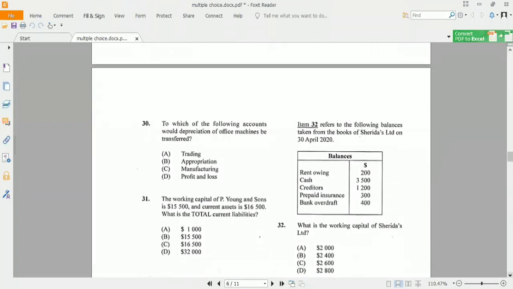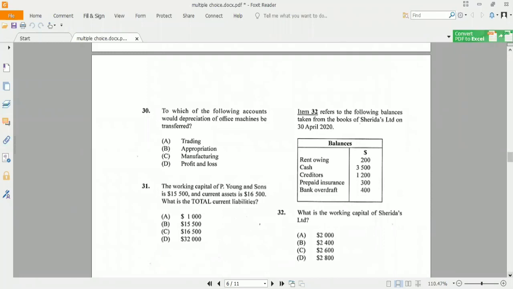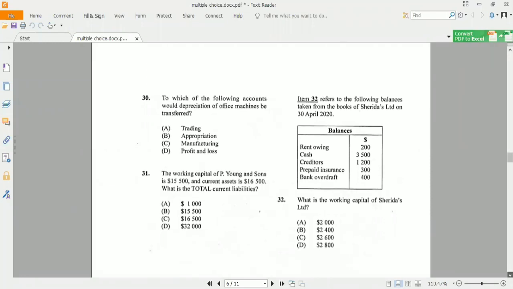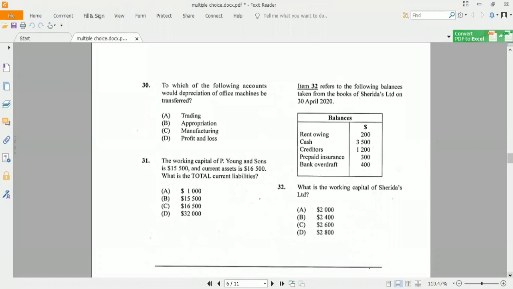So which of the following accounts would depreciation of machines be transferred to? So you're depreciating the machine. Where can you show this? Trading? No. Appropriation? No. Manufacturing? The response is D, because depreciation is an expense. The amount charged for depreciation for the year on the fixed asset, meaning the value which the fixed asset loses for that financial year, would go to the profit and loss account as an expense. That is why D is your answer.